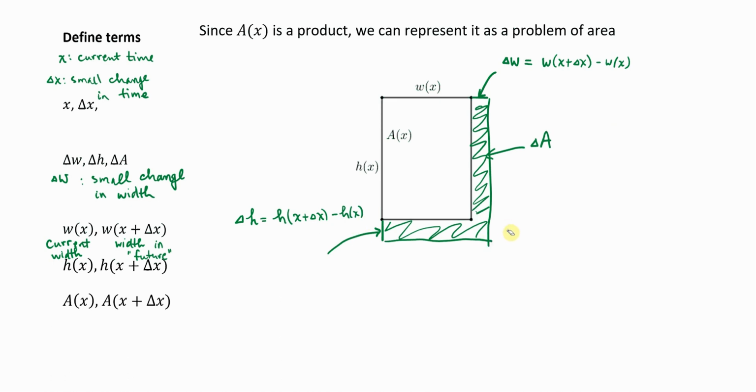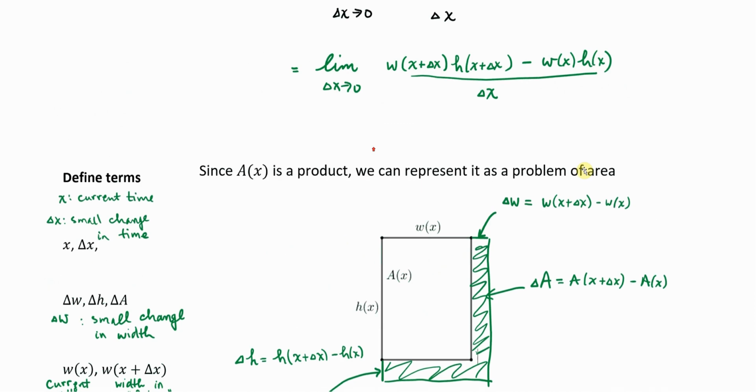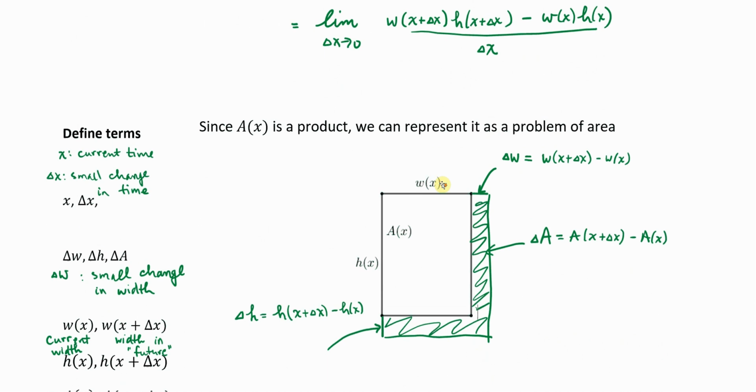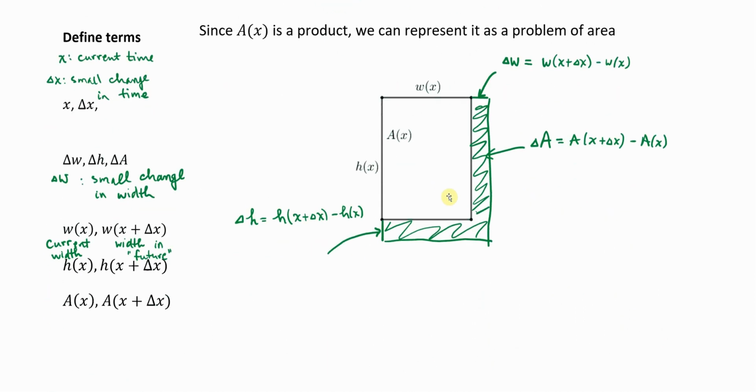And then if we look at this L-shaped region here, this kind of mirror image of an L, what is it really? It's delta A, but that's just A of x plus delta x, the area in the future, minus the current area. As you look at this, these terms should look a little bit more familiar to you, and you can start to see their relation to the limit, to the derivative. We're going to make this connection in just a little bit.